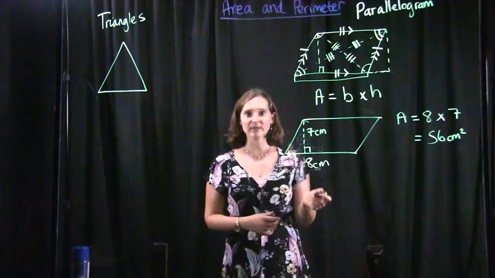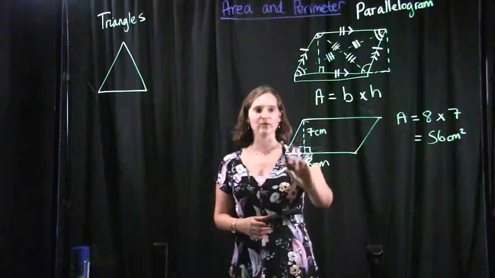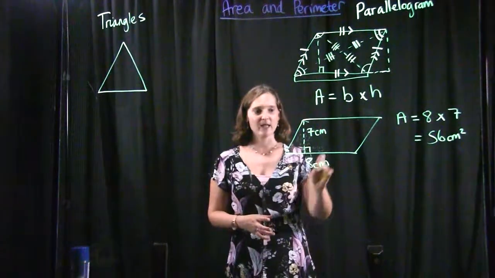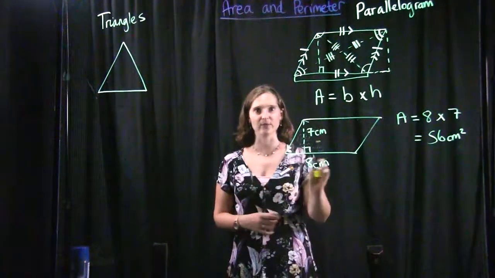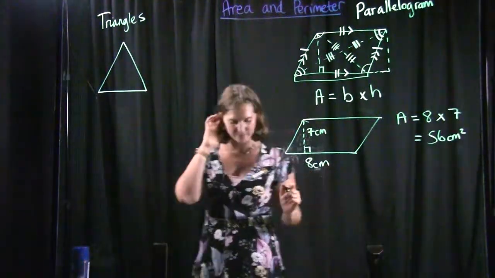Now, to work out the perimeter for a parallelogram, again, you will do the same as a rectangle. It would be 2 times the lengths and 2 times the widths. So the perimeter equation would stay the same there.